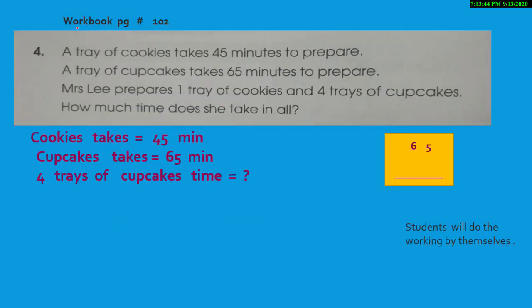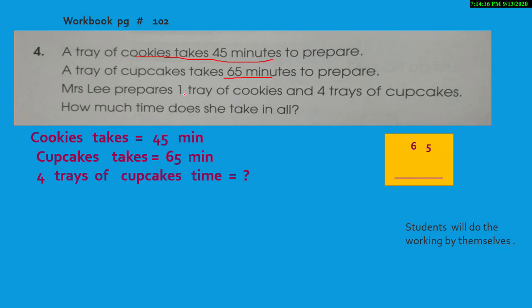Okay, now we are on the same page, verbal page number 102, and this is the last word problem of the day. A tray of cookies takes 45 minutes to prepare. Actually, they tell you that the person is going to bake cookies, and one tray takes 45 minutes to prepare. A tray means one tray. A tray of cupcakes takes 65 minutes to prepare. Okay, one cupcake tray takes almost 65 minutes to prepare.